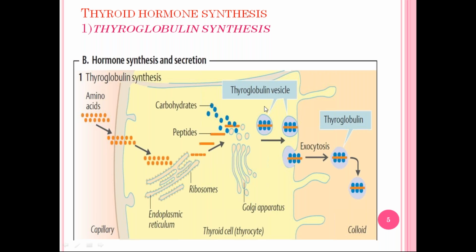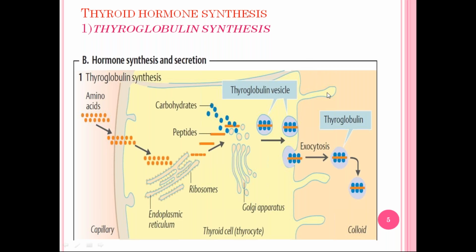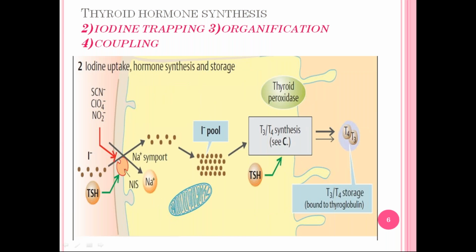It is packed into the vesicles, and through a process of exocytosis, it is released into the lumen, that is, into the colloid in the lumen of the follicle. First I told you that iodide comes in and is converted to iodine with the help of thyroid peroxidase. It is thrown into the lumen of the follicle. The thyroglobulin protein is synthesized, which has more tyrosine residues, right? So after that, what happens? This thyroid peroxidase is very important.